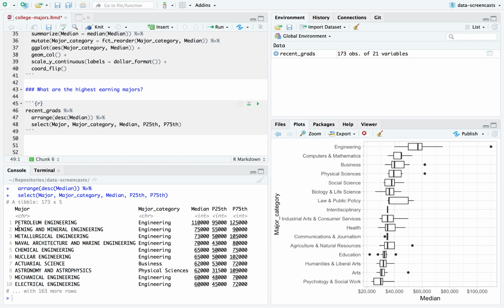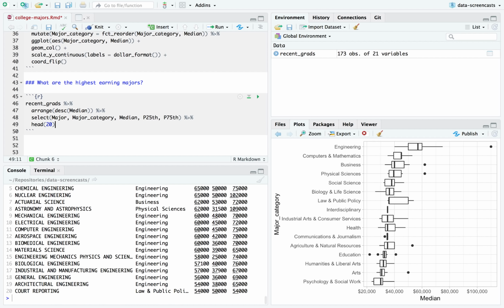So what we're seeing here is, wow, a whole bunch of engineering areas. I'm going to make a graph out of this. People might be interested in what the highest earning majors are. You can't put 173 rows onto a graph, so I'm going to look just at the top 20.